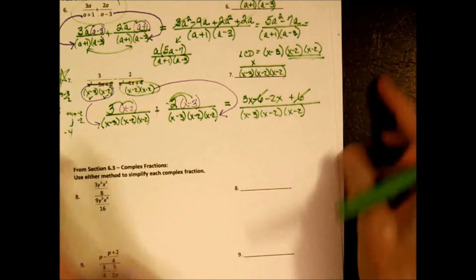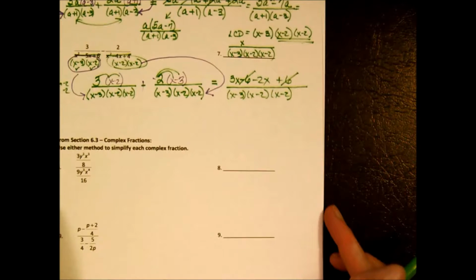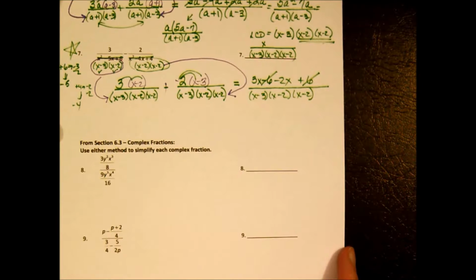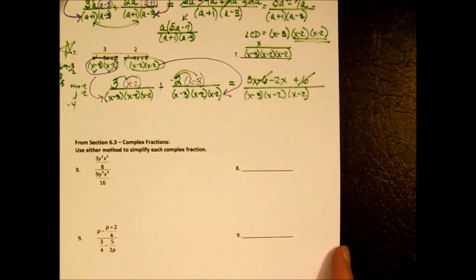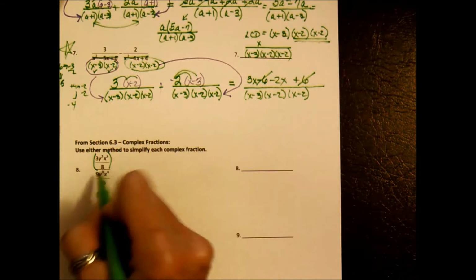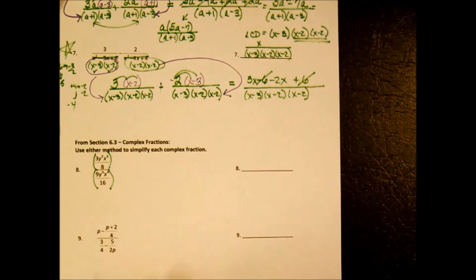Lots to remember. All right, let's look at example 8. This is a complex fraction. It says use either method to simplify. I'm only going to use the LCD method because that's the one you absolutely have to know how to do, and it's the only one that will work for number 9. So I'm going to put each term in parentheses for number 8. I'm going to multiply by the LCD.